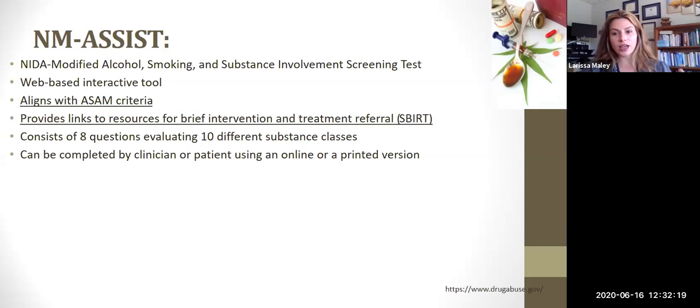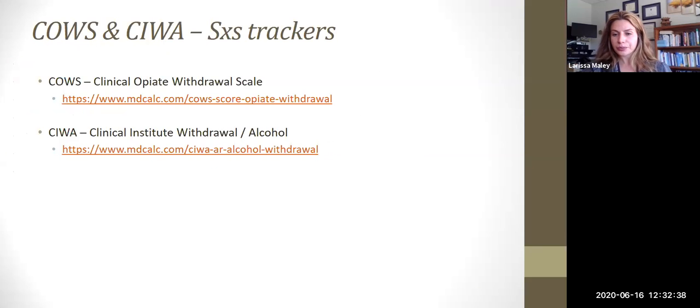So this is a really nice tool to do, especially with new patients, especially with folks that are not coming in with a substance use disorder or telling you that, because you get a really clear picture of what's going on, and you can identify people that are at risk. So I provided you with the link here where you can get the NM Assist.